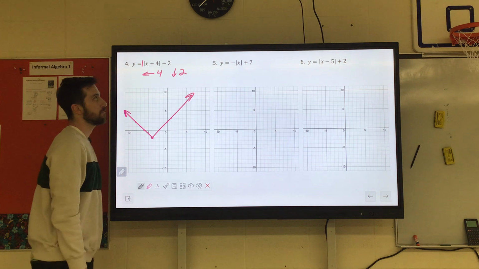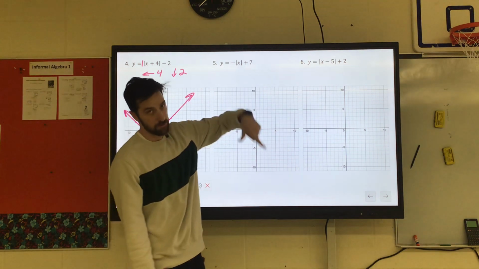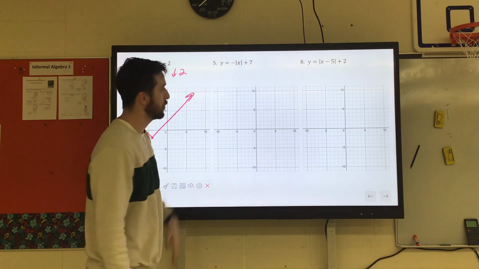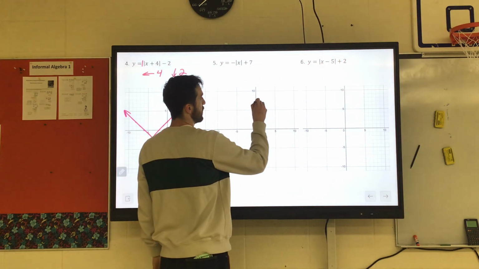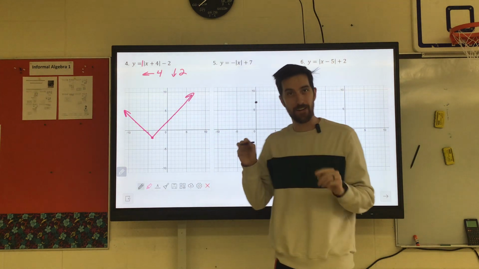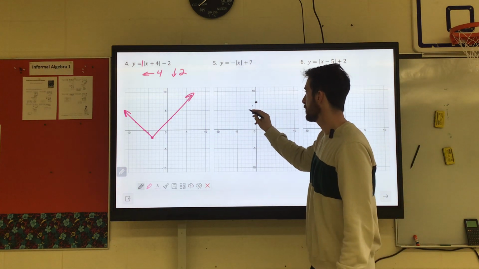Cool. All right, number 5, I see the negative in front, so it's going to be upside down. And that plus 7 at the back, that's that vertical shift, so it's going to just go up 7. And then it's reflected, so we're going to go down 1, out 1 in both directions.